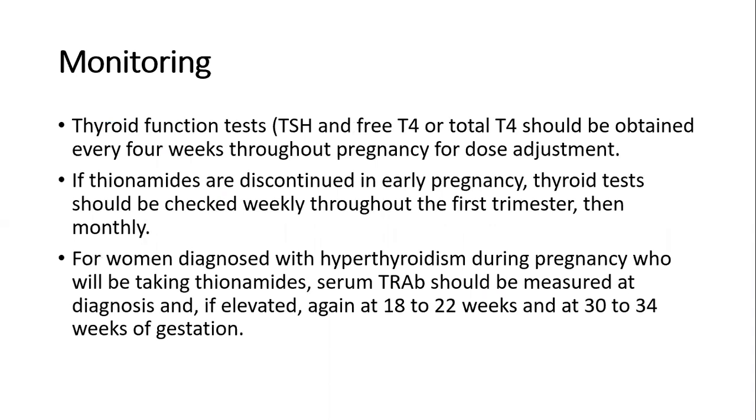So for the monitoring, thyroid function tests should be obtained every 4 weeks throughout pregnancy for dose adjustment. But if the thionamides are discontinued in early pregnancy, thyroid tests should be checked weekly throughout the first trimester, then monthly. For women diagnosed with hyperthyroidism during pregnancy who will be taking thionamides, serum thyrotropin receptor antibodies should be measured at diagnosis. If they are elevated, measure again at 18 to 22 weeks, and then at 30 to 34 weeks of gestation.